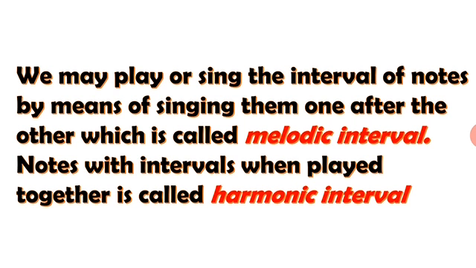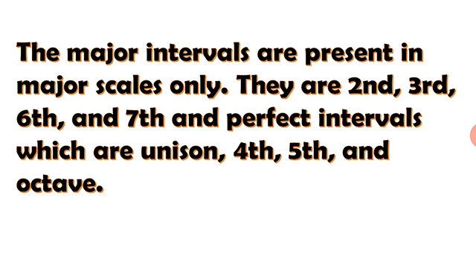So we play or sing the interval of notes by means of singing them one after the other, which is called melodic interval. Notes with interval when played together is called harmonic interval. So the major intervals are present in major scales only. They are the second, third, sixth, and seventh, and perfect interval, which are the unisons of fourth, fifth, and octave.